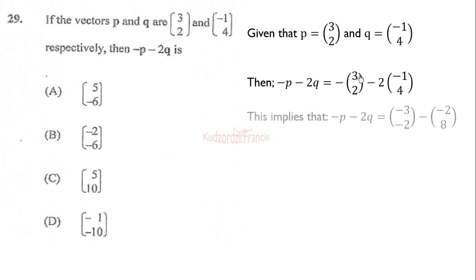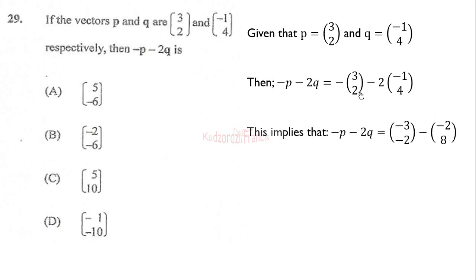Negative 1 times 3 will give you negative 3. Negative 1 times 2 will give you negative 2. Now you can also decide to multiply by the negative so that this becomes positive, or you can multiply by the absolute value and maintain the sign here. So 2 times negative 1 is negative 2. 2 times 4 is 8.